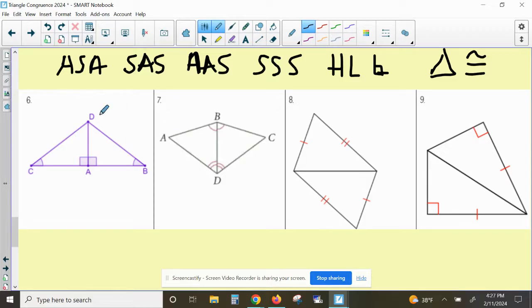Now remember, you have to show that all these parts, so for each one of these, there are 3 things you have to label. 1, 2, 3, 1, 2, 3, 1, 2, 3, 1, 2, 3, and even HL is 3 because you need a hypotenuse and a leg, and you need a right angle. So there are 3 things. So that means you're going to need at least 3 different colors. If you don't have 3 different colors, then you're not proving 3 things.